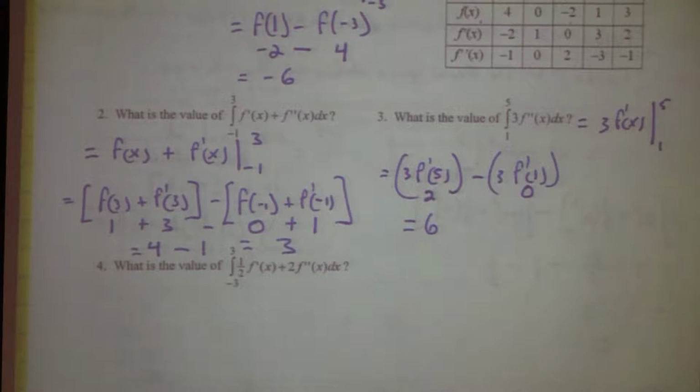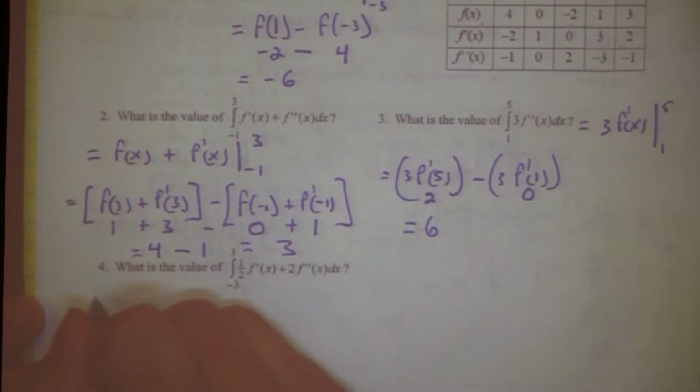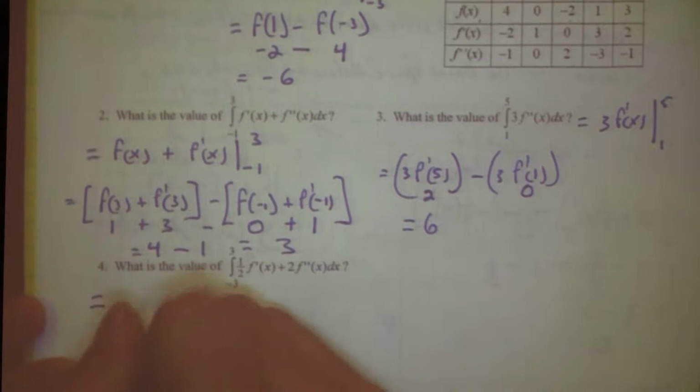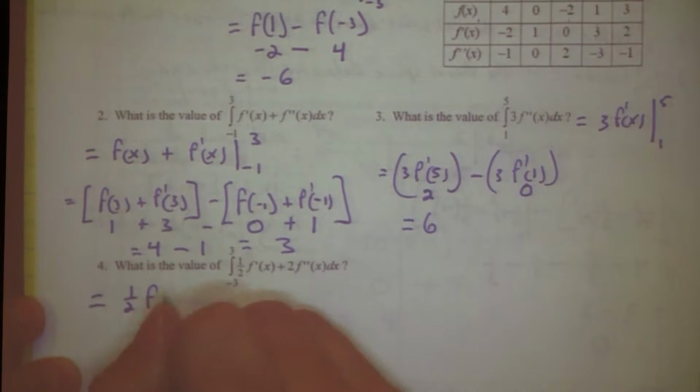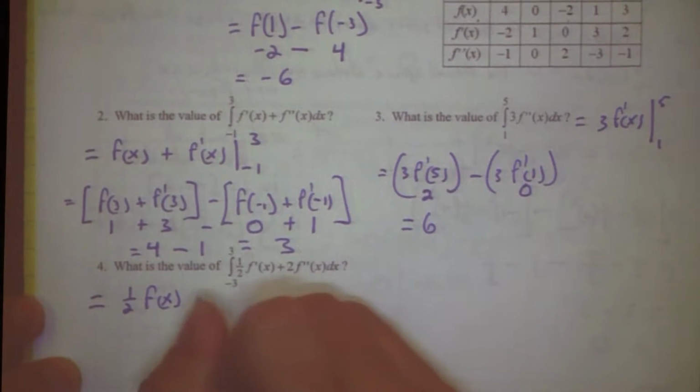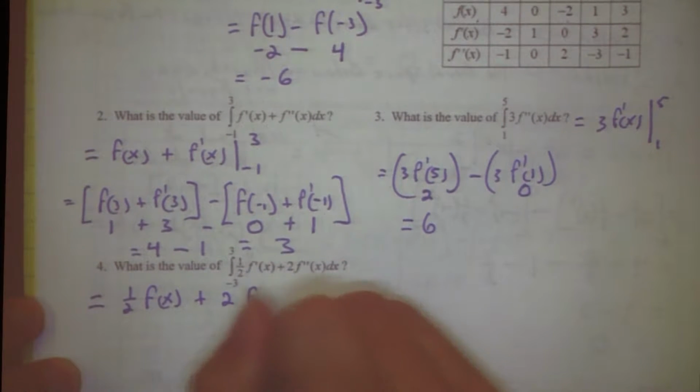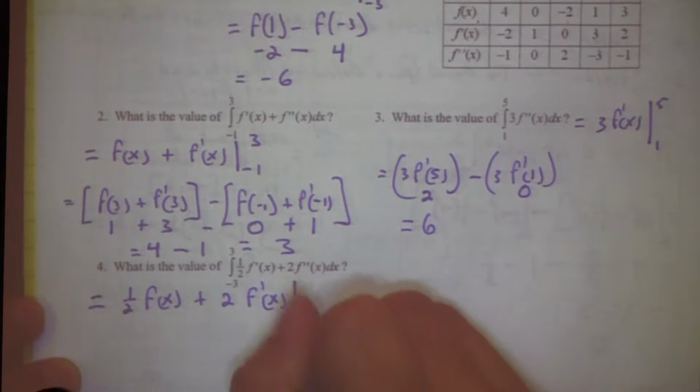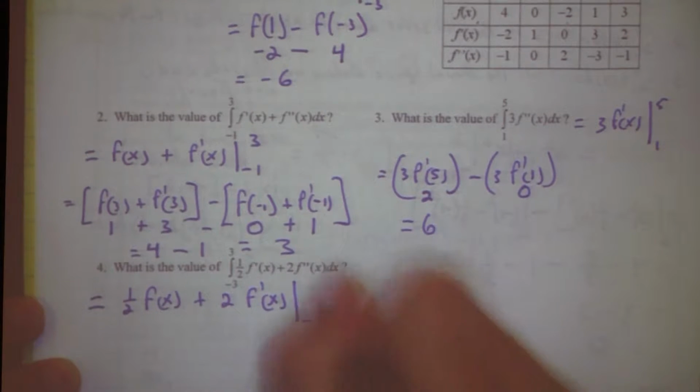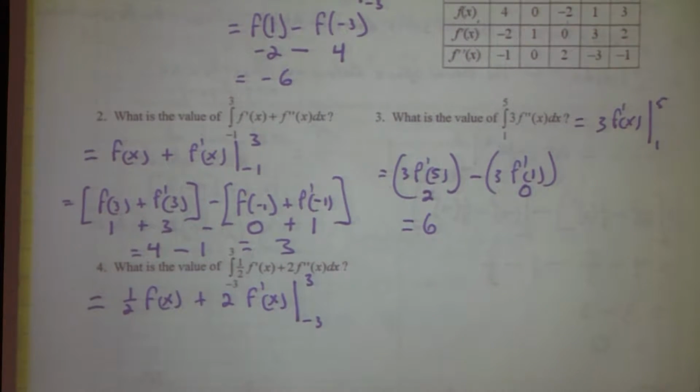Too easy? These are fun, right? These are the ones you cannot get wrong on the test. You have to get them right because they're so easy. Check out number 4. What are we going to do there? What's the antiderivative going to be? 1/2 f of x, okay? That's 2 times f prime of x. Very good. Evaluated from -3 to 3.